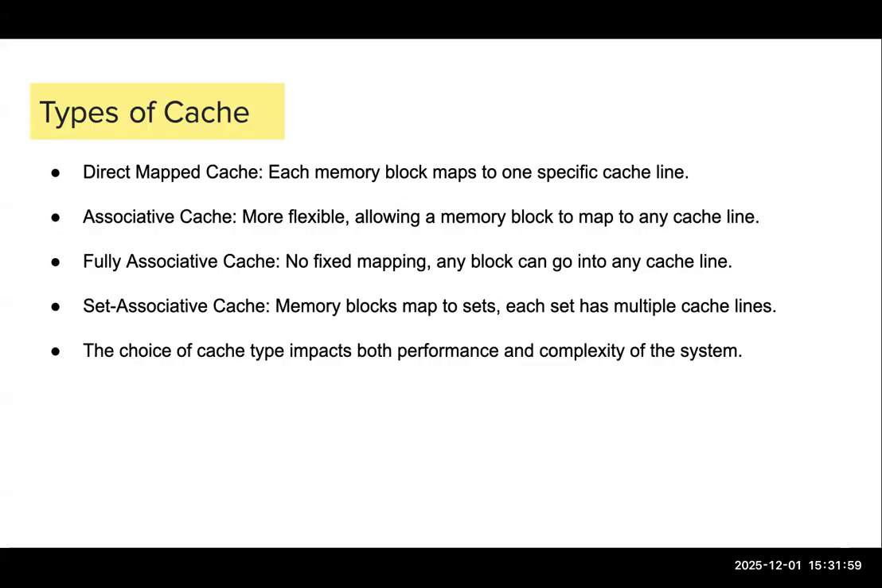And then set associative cache. Memory blocks map to sets. Each set has multiple cache lines, and this is a compromise between direct mapped and fully associative. The choice impacts both performance and complexity of the hardware. To get the visuals of how each of these cache structures look, you can go through your lecture slides. I'm pretty sure you have them there.